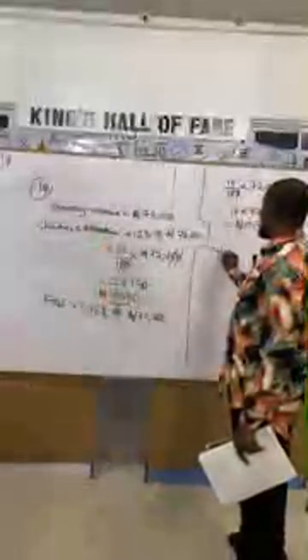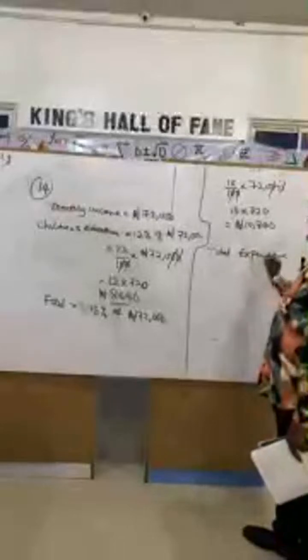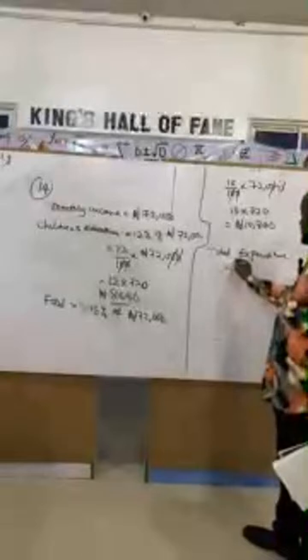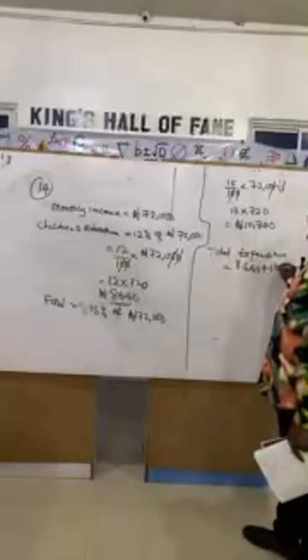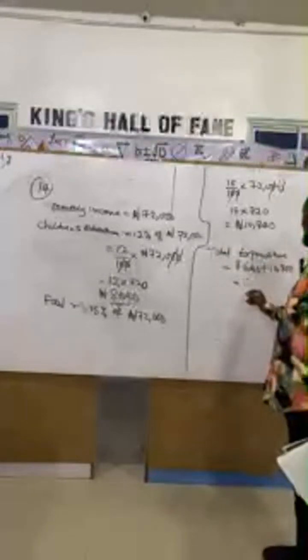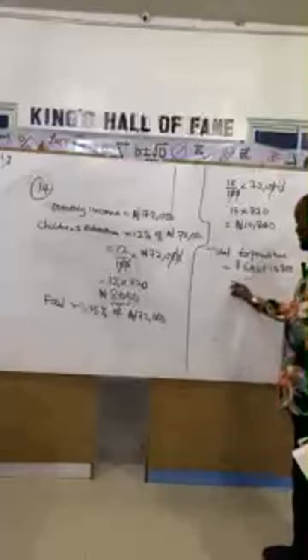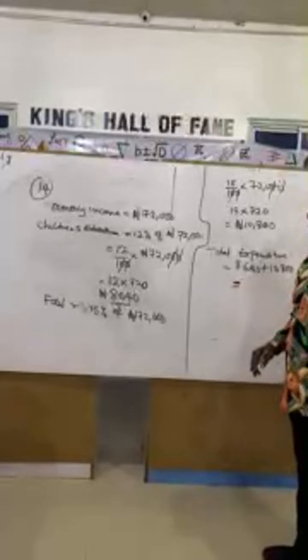Let's start. Total expenditure. Go as if this is in theory. Total expenditure will not be what? That is 8,640 plus 10,800. Are you following me? So that will not be what? What do you have? 19,440.